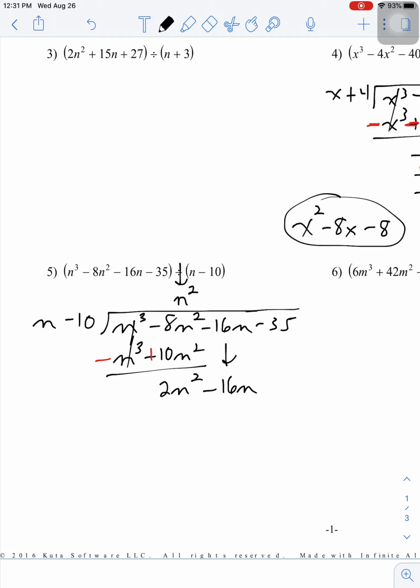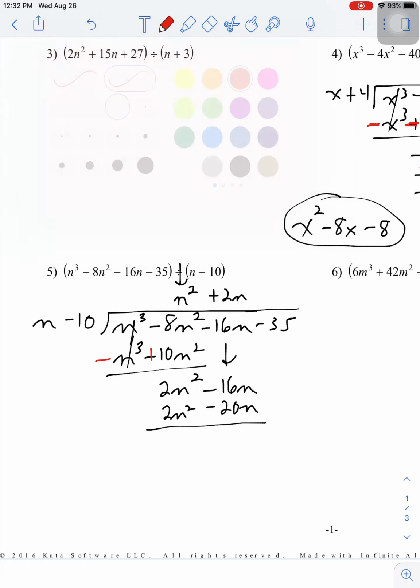And then what times n gives you 2n squared? Well, it's going to be a positive 2n. So 2n times n gives you 2n squared. 2n times a negative 10 gives you a negative 20n.